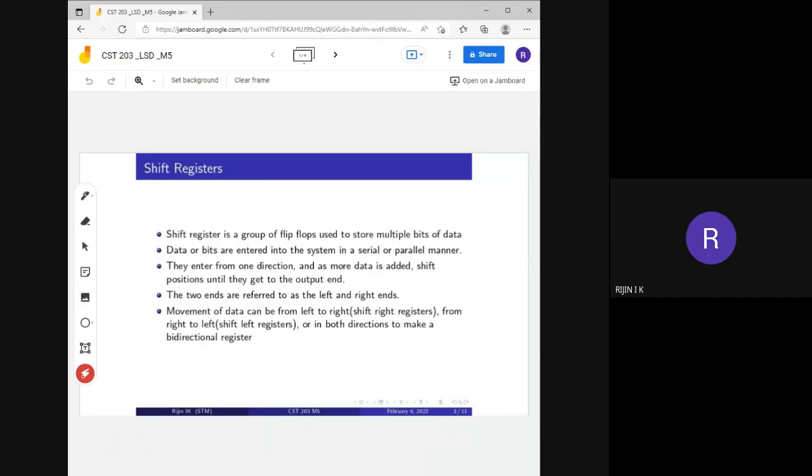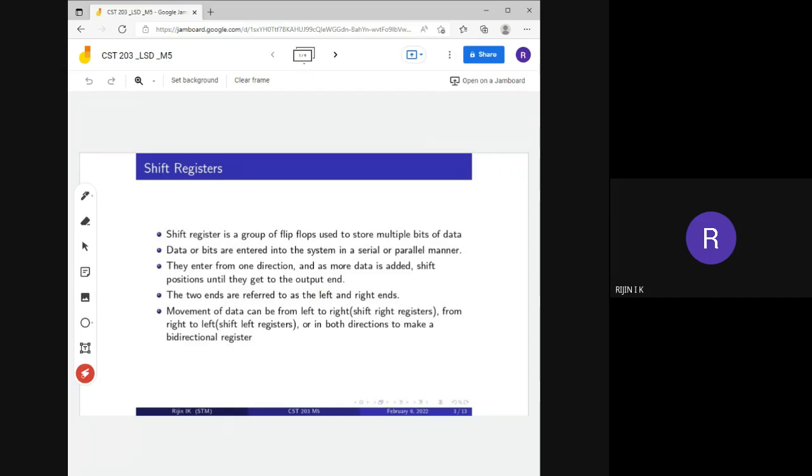So a shift register is a group of flip-flops, and there is a feature in that shift register: the data, or you can call them bits, are entered into the system in a serial or parallel manner. Not only entering, the data will also be taken out from the output line, also in serial or parallel. That means they enter from one direction, and as you add more data, it will shift its position until it gets to the output. The data will be taken from the output. So that is a shift register.